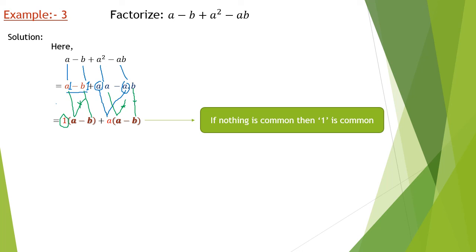So our 4-term question changes to 2 terms, and from these 2 terms also a minus b is common. So this a minus b can be written right here, a minus b, isn't it? A minus b, and the remaining is 1 plus a. You can clearly see the remaining. The remaining is 1 from here, and plus a from here. Now this is our answer.